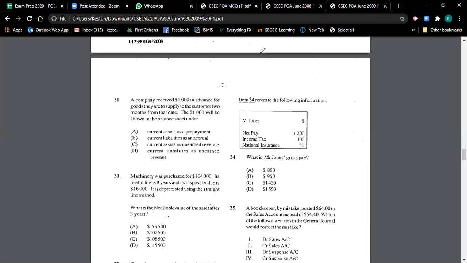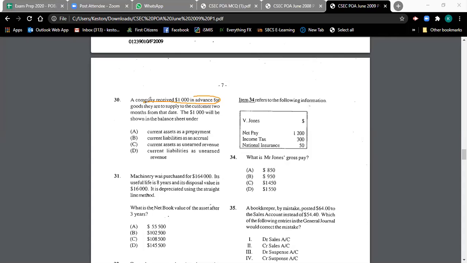30. A company receives $1,000 in advance for goods they are to supply to a customer 2 months from that date. The $1,000 will be shown in the balance sheet under what? It's not prepayment. We are receiving $1,000 in advance, and we have not supplied the customer yet. So we owe them that. So it's a current liability as unearned revenue. You get paid for something that you haven't done. You understand? So you owe that service. Make sense?